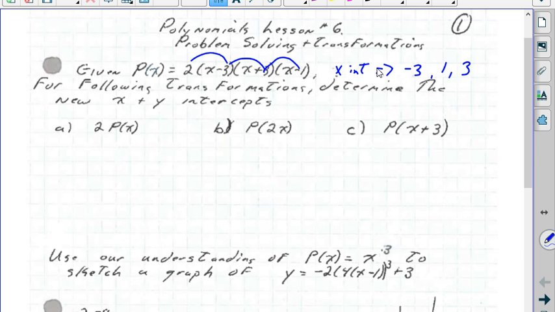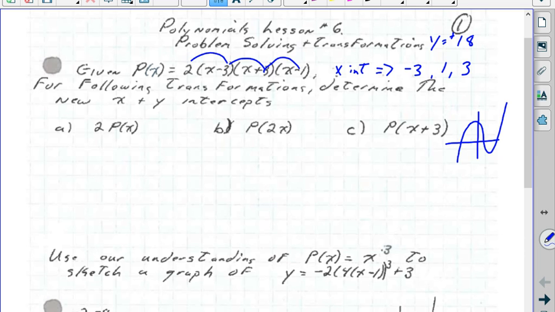So we have 9. We have positive 18. So we have a y-intercept of 18, and x-intercepts of -3, 1, and 3. And we can kind of see that. That makes sense. It's got to be looking like that because it's a third degree with a positive leading coefficient, crossing at -3, 1, and 3. So that 18 makes sense.